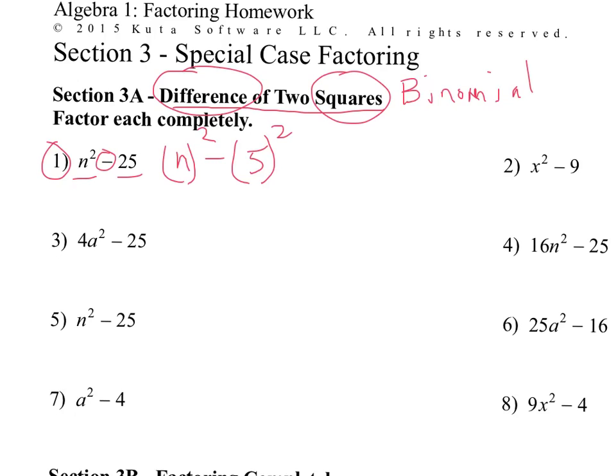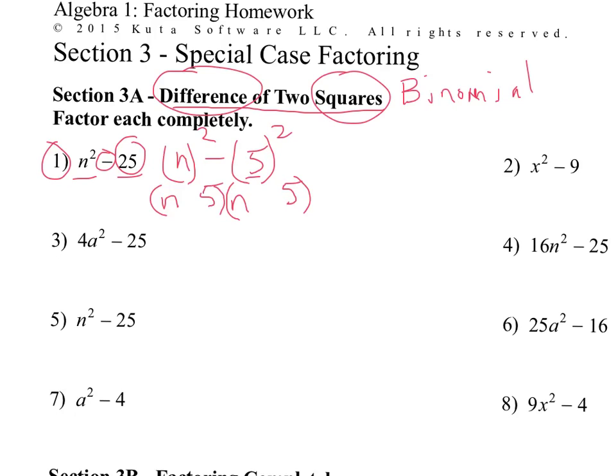So I first like to write it like that. We have the n in parentheses squared minus the 5 in parentheses squared. And a difference of two squares will always factor into two binomials multiplied together. And whatever you're squaring to get that first term goes in the first spot in each binomial. So we're going to put an n there. And whatever I'm squaring to get this 25, which is my 5 that I put here, goes in the second spot in each binomial.